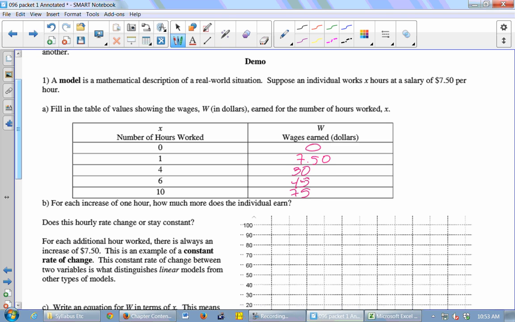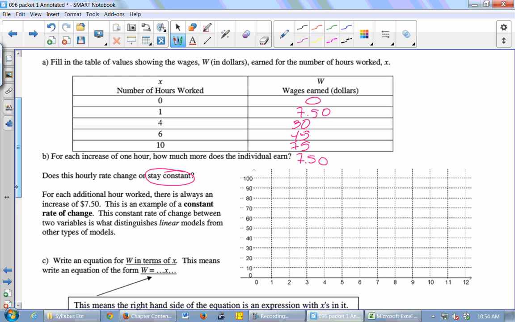Okay, so for each increase of 1 hour, so each additional hour you work, how much more money do you make? $7.50. Okay, so that hourly rate, does it change or does it stay constant? Is it always $7.50? Yeah, your hourly rate stays the same. So that stays constant. Unless you're a lucky person who gets to make time and a half or double time, right? But generally it stays constant. Okay, so for each additional hour worked, there is always an increase of $7.50.